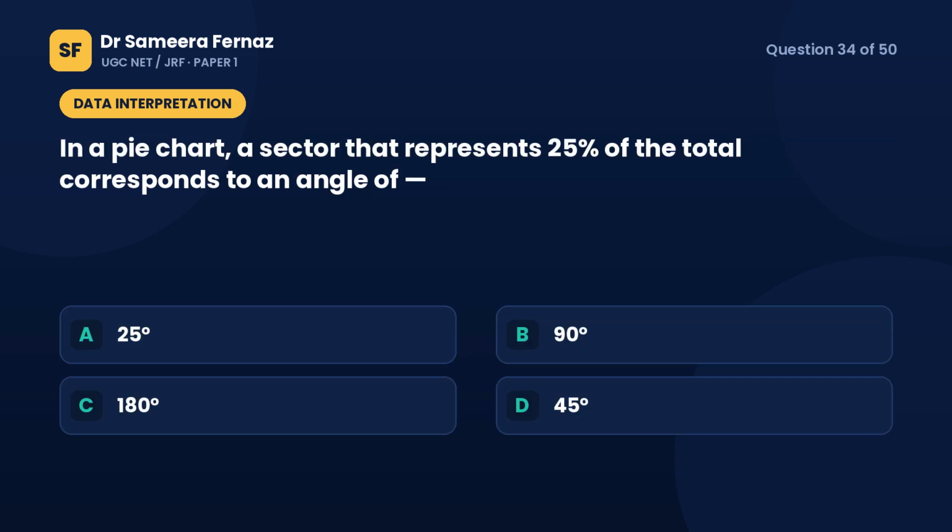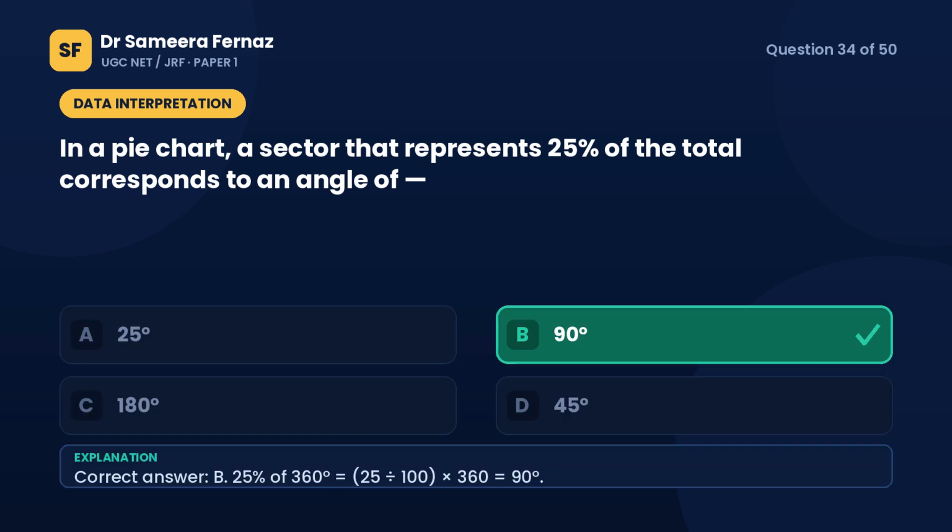Question number 33. Data interpretation. Sales went from 100 to 150. By what percentage did they rise? So the answer is option 50. 50%. An increase of 50% on the base of 100.